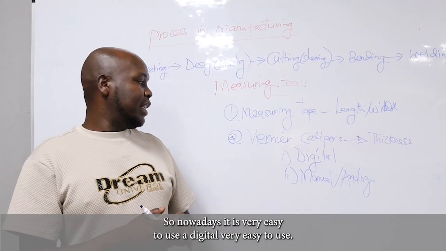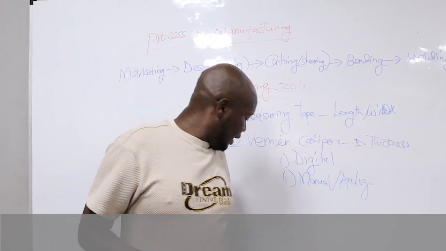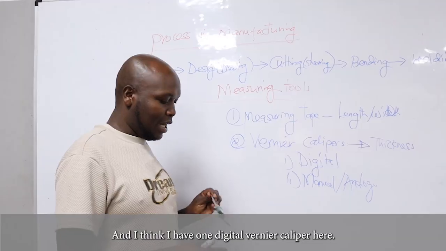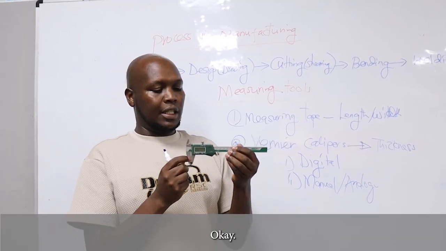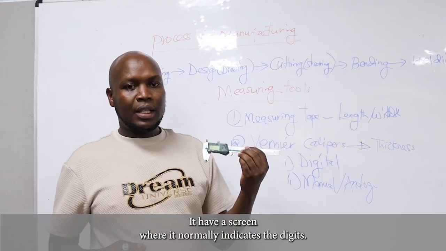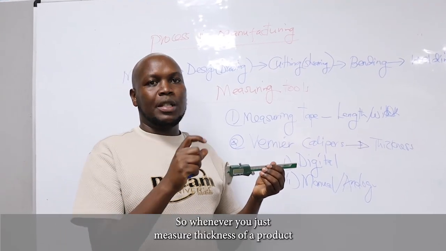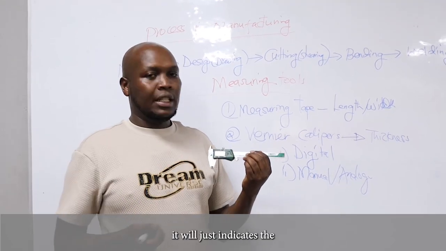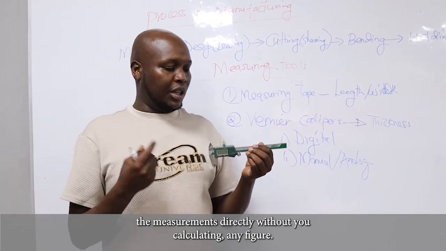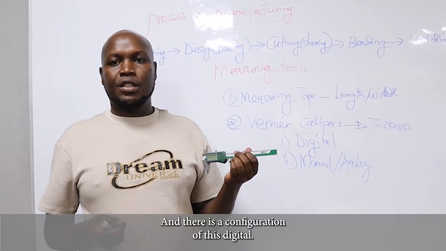So nowadays it is very easy to use a digital vernier caliper, and I think I have one here. If you can see, we have a screen where it normally indicates the digits. Whenever you measure the thickness of a product, it will indicate the measurements directly without you calculating any figure.